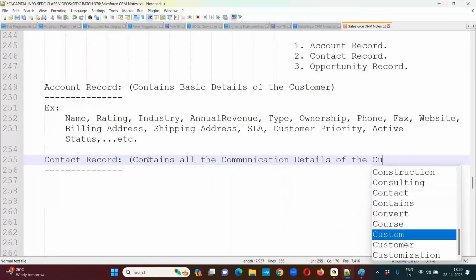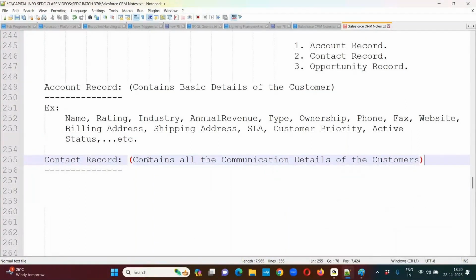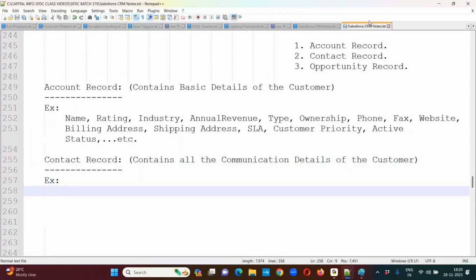Now, let me explain what communication details are available inside this contact record. It contains the salutation, that means either the customer is Mr. or Miss or Mrs. It will be holding that complete detail here.